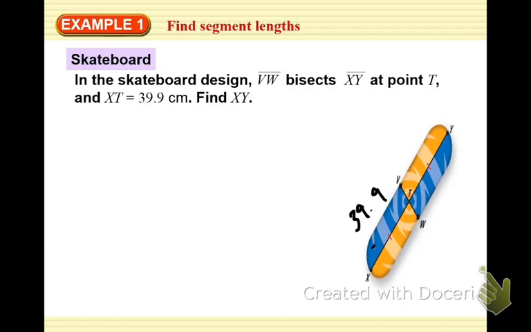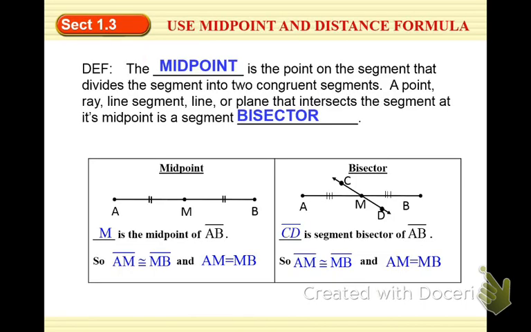Find XY. We want to find all of that, okay? Oh, by the way, I didn't mention this on the last slide. Really probably should. Anytime we talk about two segments being congruent, we'll use tick marks to show that in a diagram. Since AM and MB are congruent, we'll use these tick marks to let you know that.